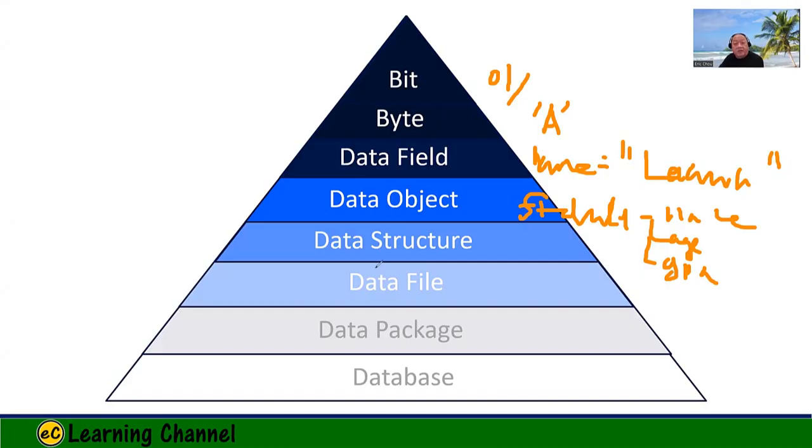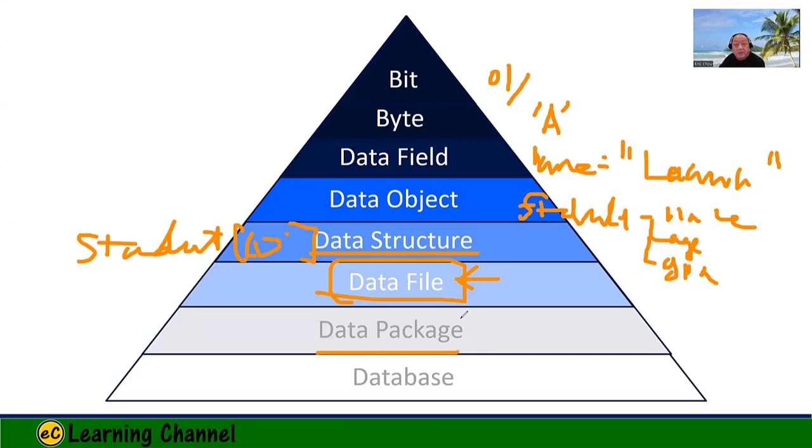Is that okay? And then this one is data structure. A data structure is bigger than a student. It may be an array of 10 students. That's called a data structure. Is that okay? Yeah. And then a data file means that the whole high school's student data is put into a file. So you burn it into a hard disk. That's a data file.